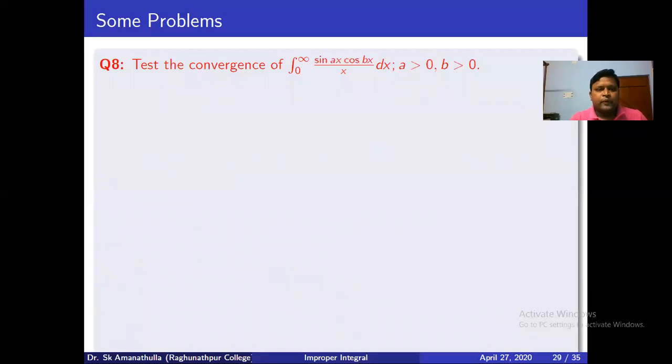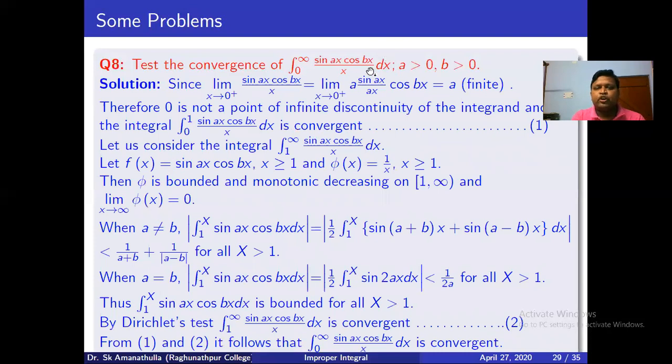This is another problem. Test the convergence of the integral from 0 to infinity of sin ax cos bx by x dx, a greater than 0, b greater than 0. Here x is in the denominator, so first of all we have to check whether 0 is a point of infinite discontinuity or not. First we take the limit as x tends to 0 plus of sin ax cos bx by x, it becomes a. a is a finite quantity. Since this limiting value is finite, 0 is not a point of infinite discontinuity of the integrand. Therefore, the integral from 0 to 1 is a proper integral and it is convergent.